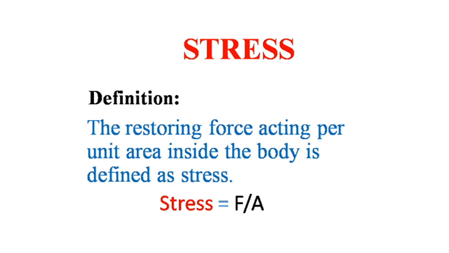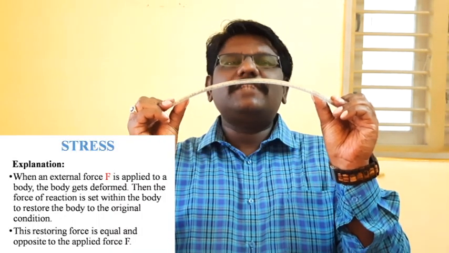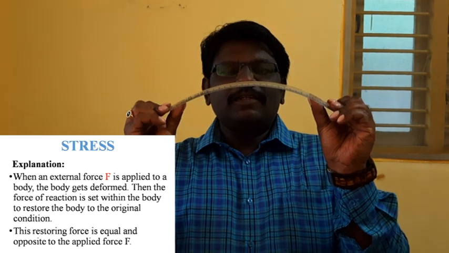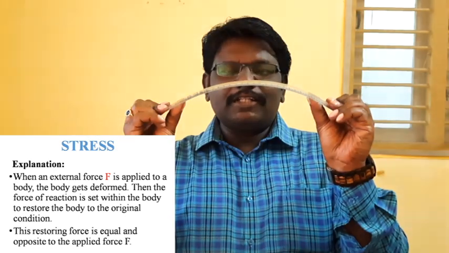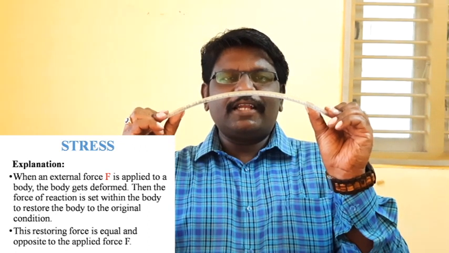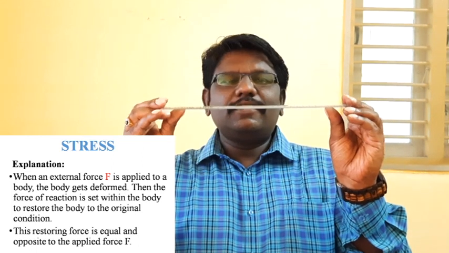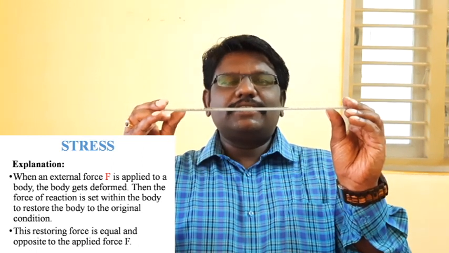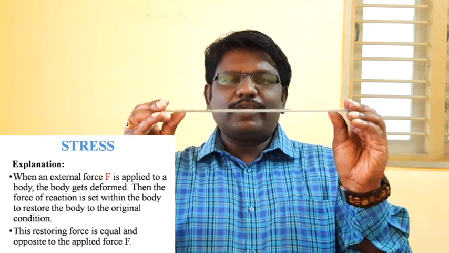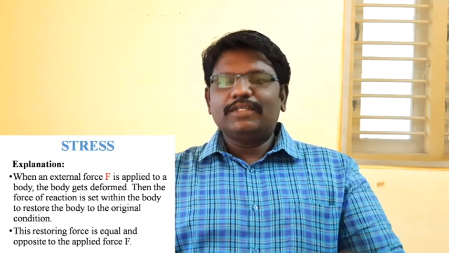When an external force is applied to a body, the body gets deformed. Then the force of reaction is set within the body to restore the body to its original condition. See here, when I remove the applied force, the force of reaction acts and the body will regain its original condition, that is straight line. This restoring force is equal and opposite to the applied force. So that is stress. So stress is equal to F by A.